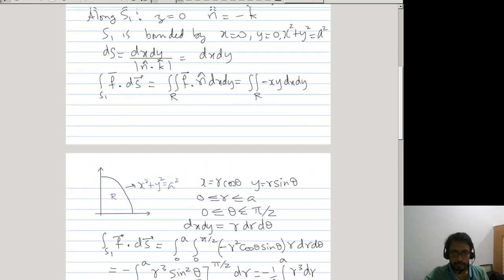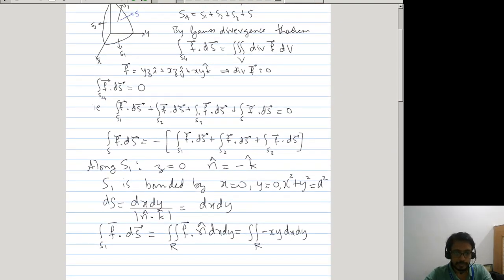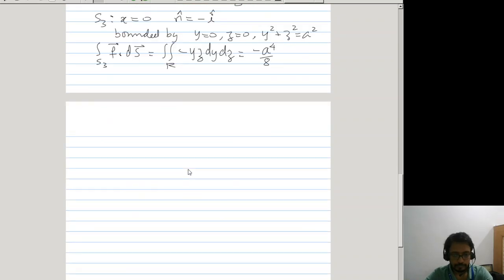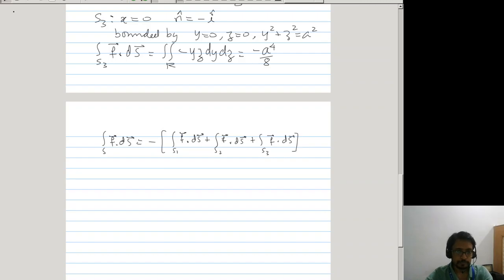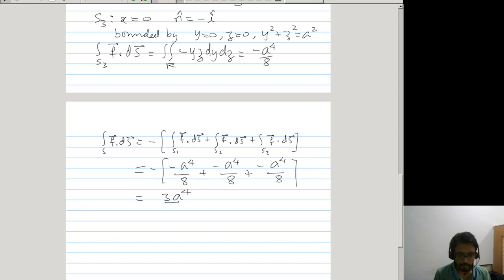So when we combine these three integrals and substitute in this equation here, we have minus a power 4 by 8 plus minus a power 4 by 8 plus minus a power 4 by 8. This simplifies to 3 a power 4 by 8.